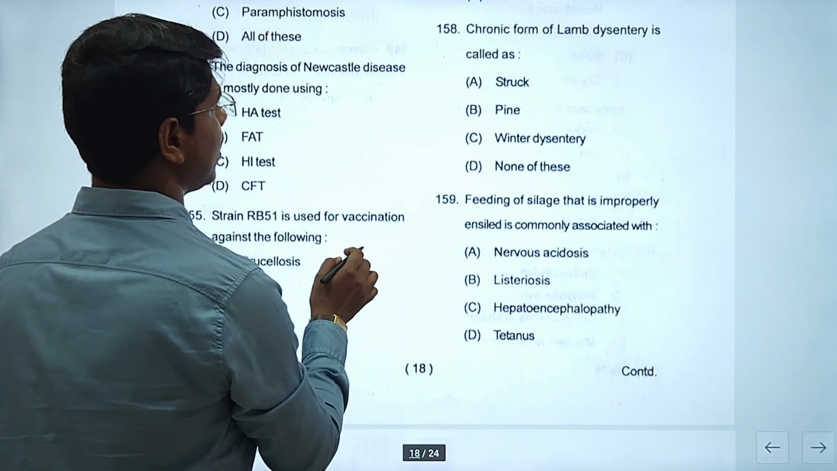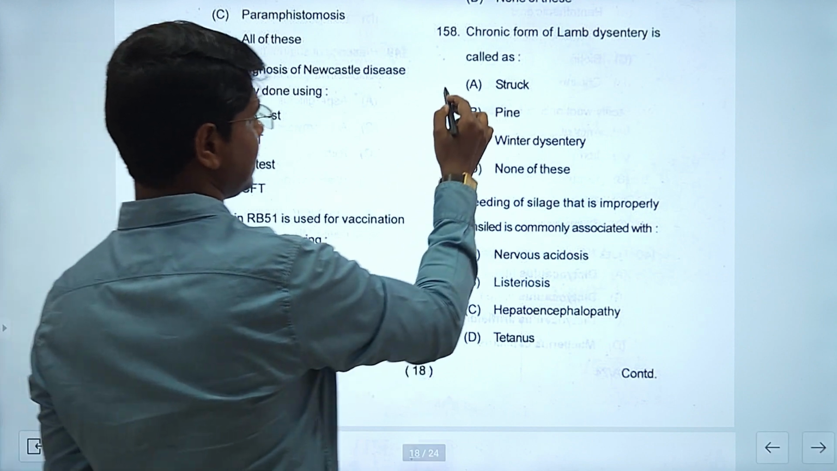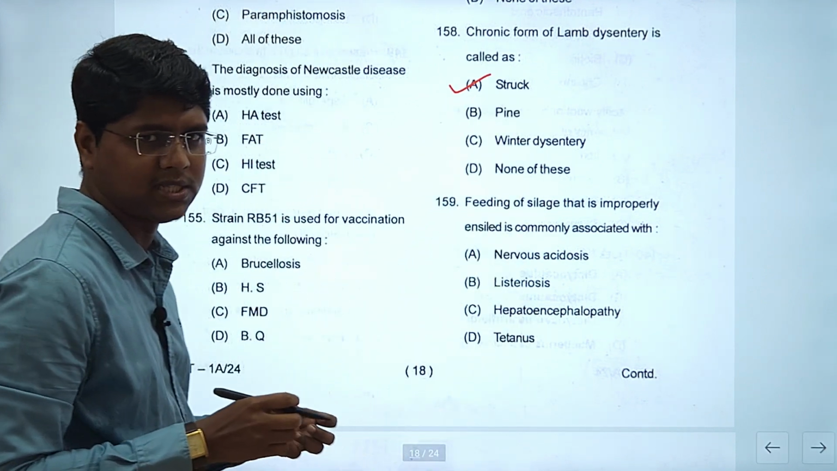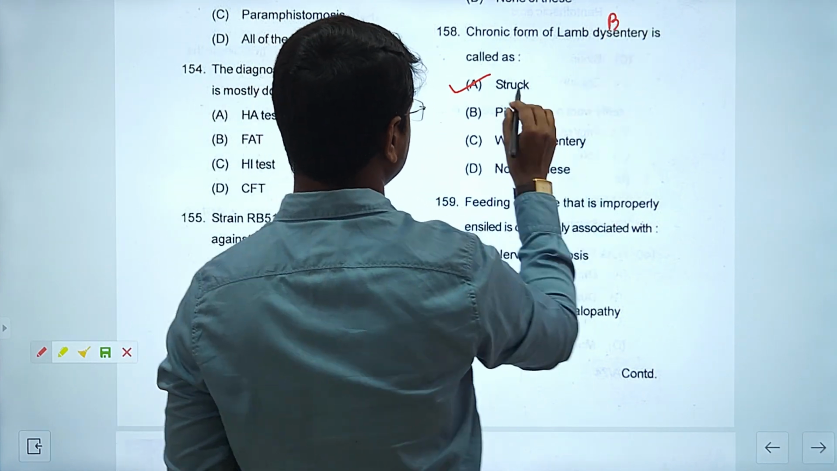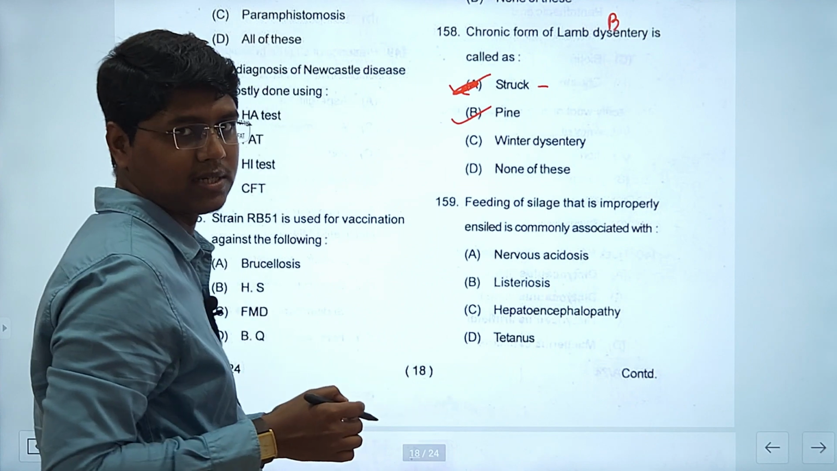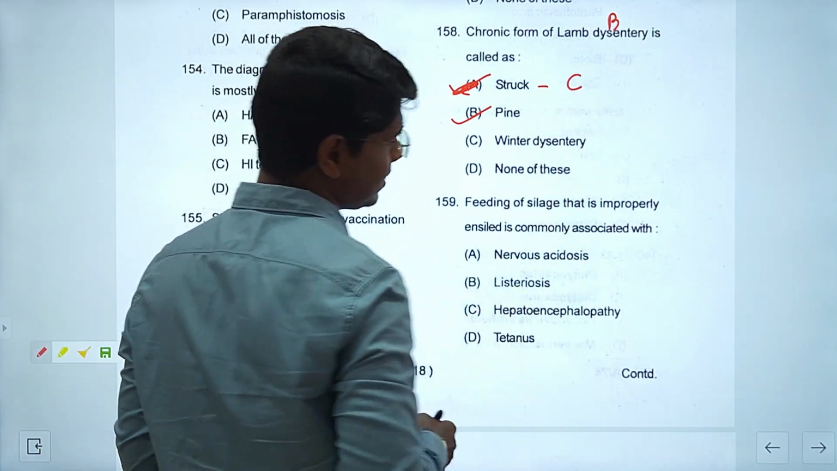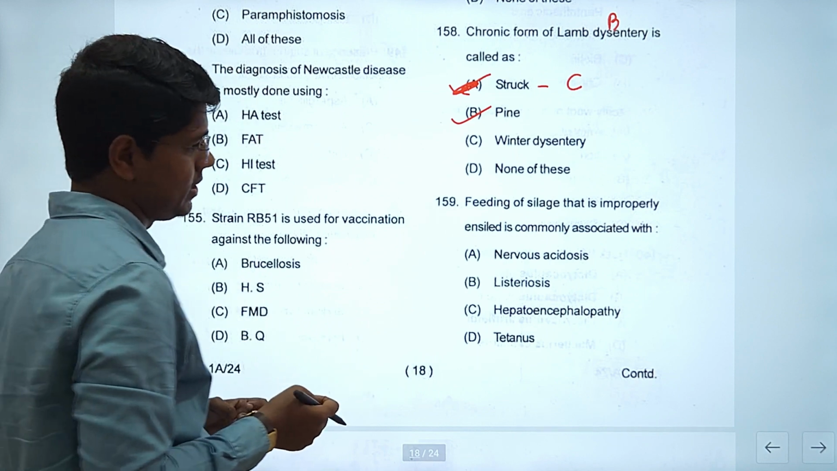Next question. Chronic form of lamb dysentery is known as pine. Lamb dysentery is caused by Clostridium perfringens type B. Struck is caused by type C. Type A causes enterotoxemia. Type D causes pulpy kidney disease.